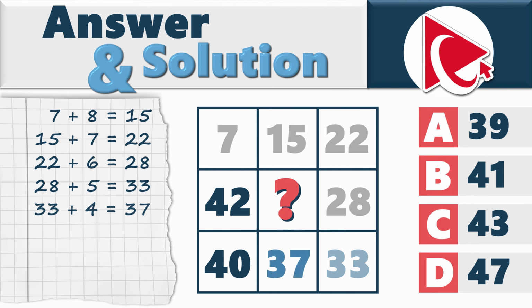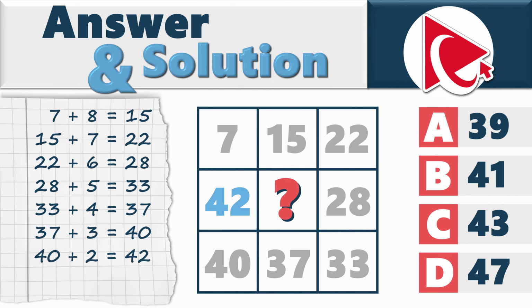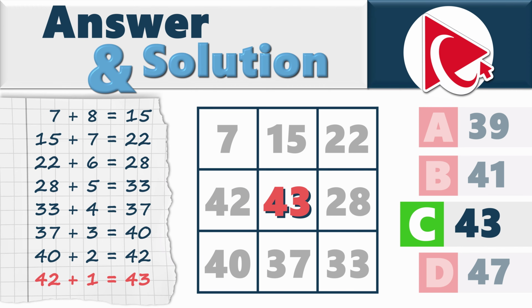33 plus 4 equals 37. 37 plus 3 equals 40. 40 plus 2 equals 42. So the missing number is calculated as 42 plus 1 and equals 43. So the correct answer here is choice C, 43.